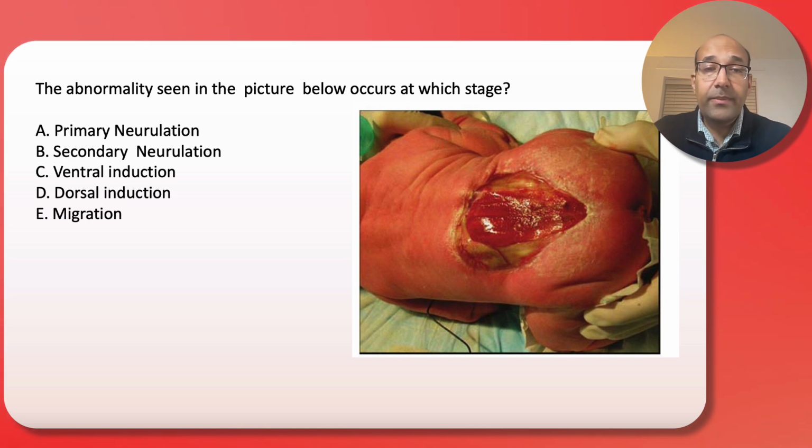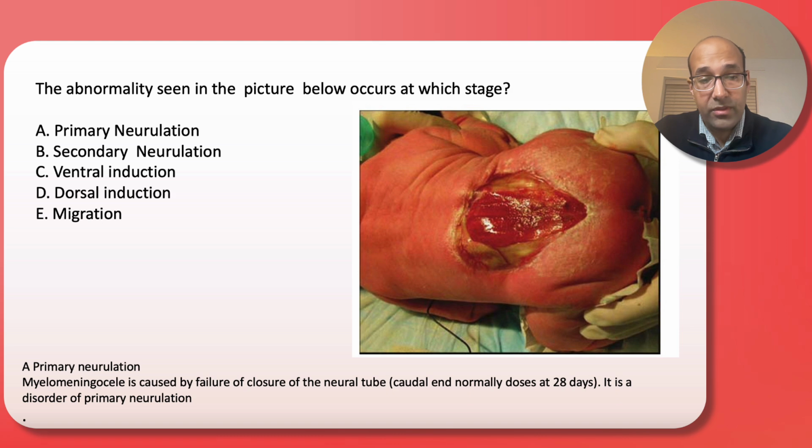The abnormality seen in this picture below occurred at which stage? It's primary neurulation. Myeloschisis is caused by failure of closure of the caudal neuropore, usually at the 28th day.